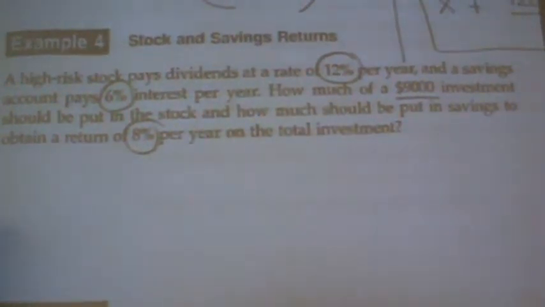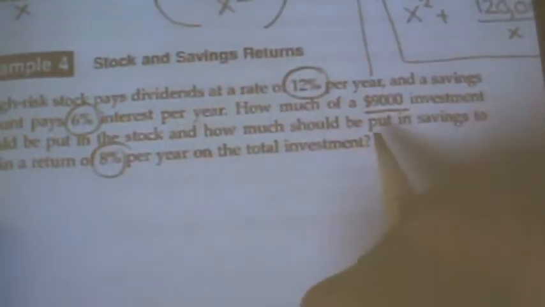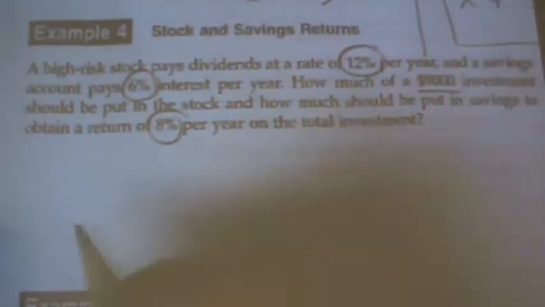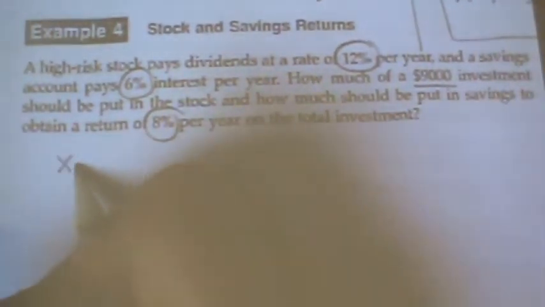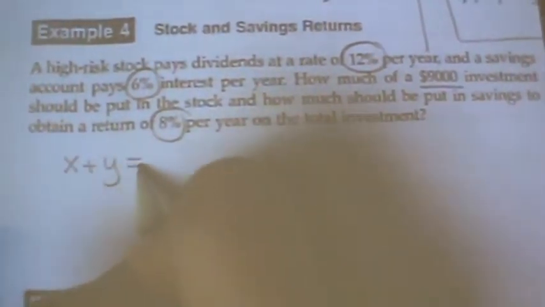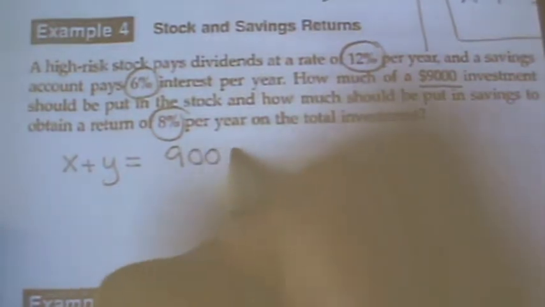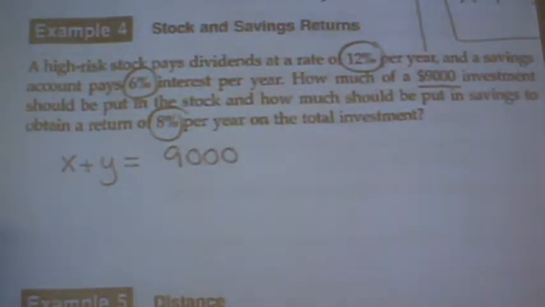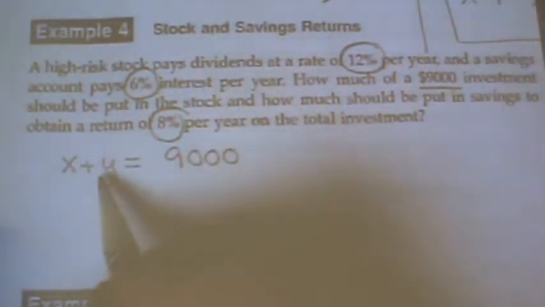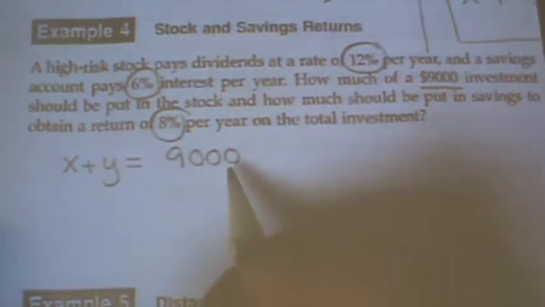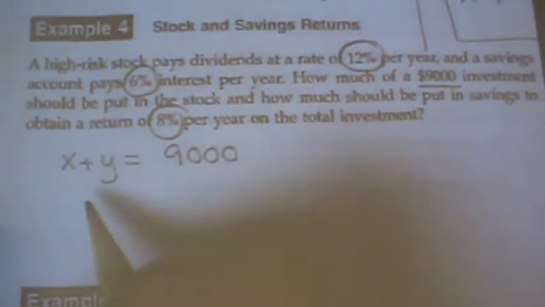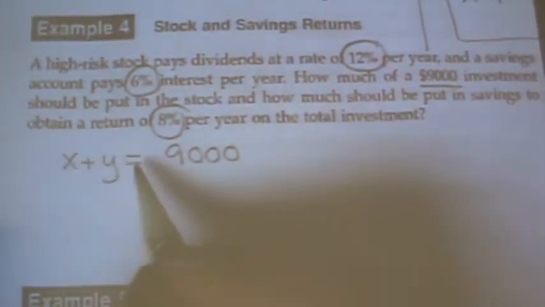So, systems of equations, do you remember this? Let's use X and Y. How much money are we investing? X plus Y is going to be 9,000. Good job. X plus Y is 9,000. We've got two accounts. One is called X, one is called Y. We're going to put $9,000 within that. Now, does that mean we're going to put 4,500 in each one? No.